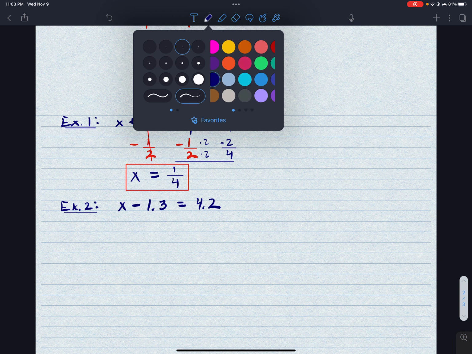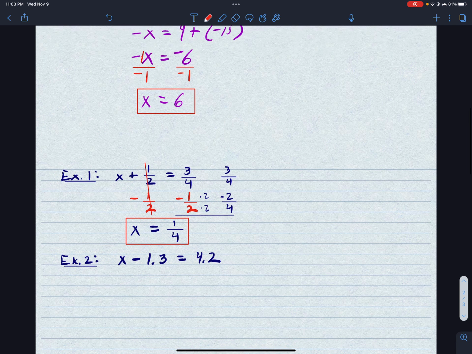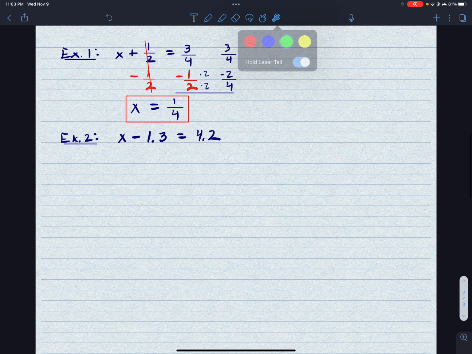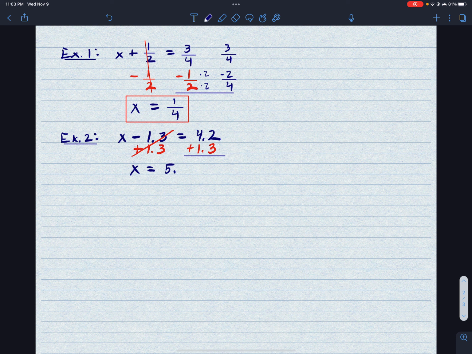Well, it doesn't have to be a guessing game. It doesn't have to be mental math. If we have minus 1.3 here, then I need to add 1.3 to clear it off. I'm going to use the inverse operation. This is a minus, so I'm going to add. And that cancels the 1.3 out. But since I added 1.3 on the left, I'm going to have to add 1.3 on the right. And very easily, x has to equal 4.2 plus 1.3, which is 5.5. Final answer. Again, still not difficult. We could have probably handled that in our heads.